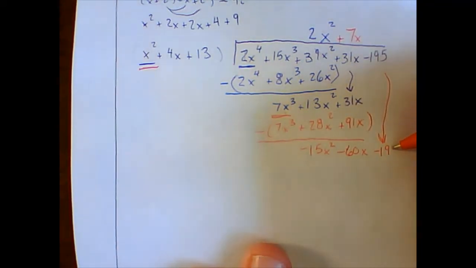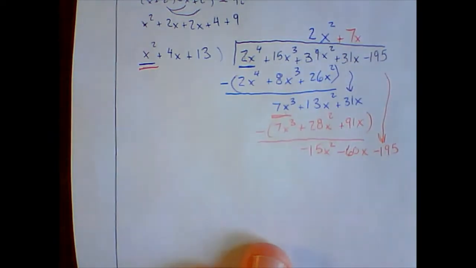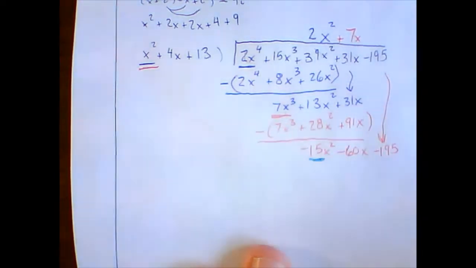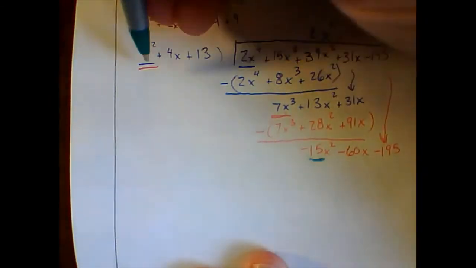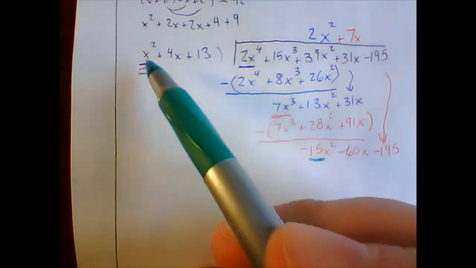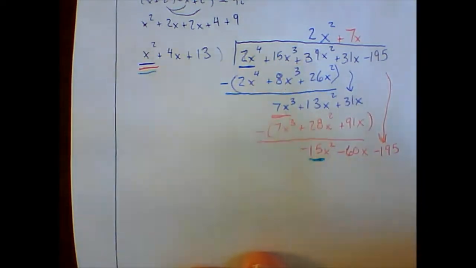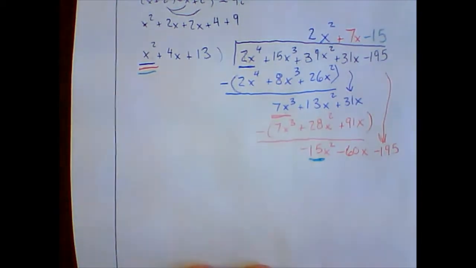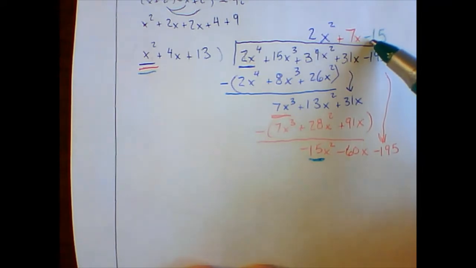Bring down the very, very last number. Okay, restart the cycle. Look at first terms. So first terms, how do I make an x squared turn into a negative 15x squared? Well, probably with a negative 15. And we're turning it into a negative number. We want an exact match. That negative there, we want it to match.